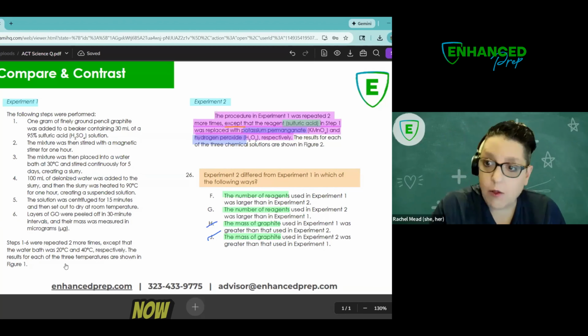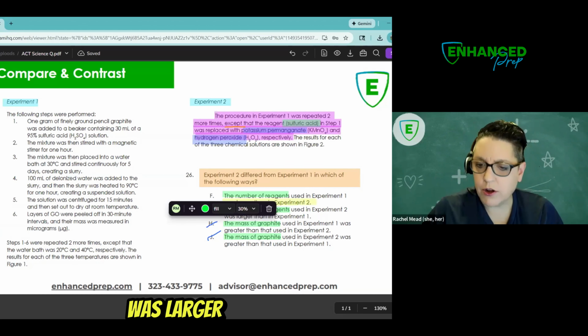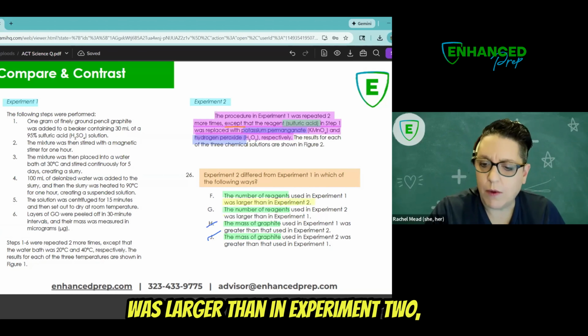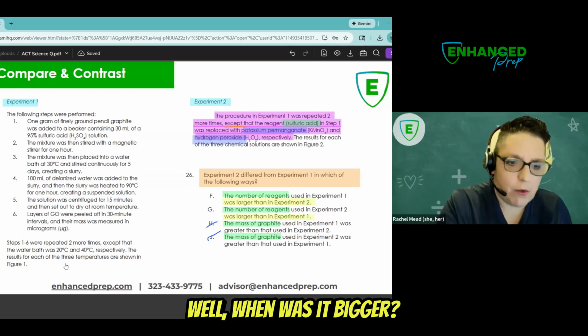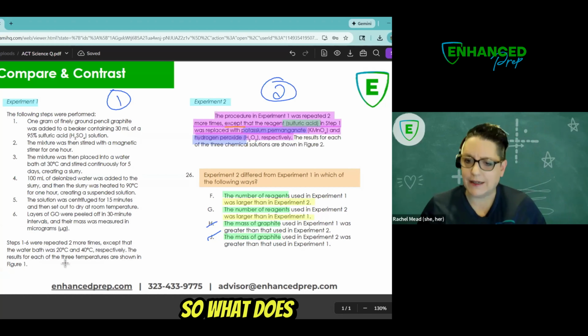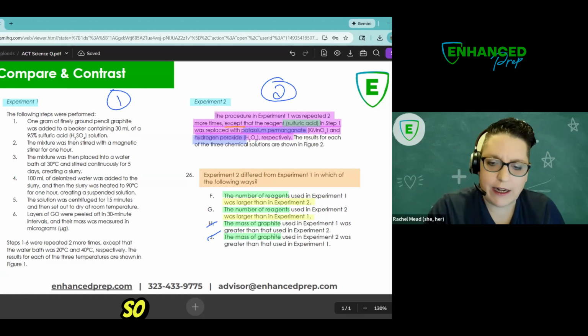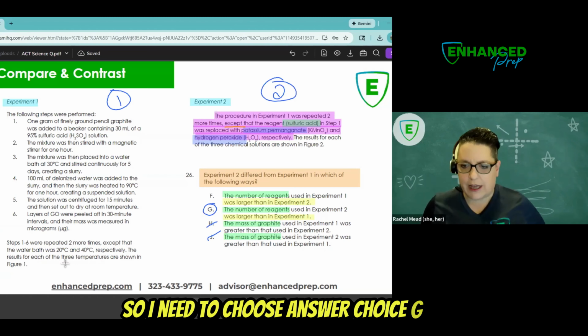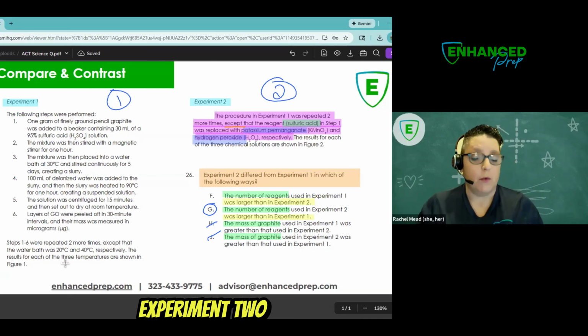Notice I didn't even read every single word in these answers before I found a difference that I can eliminate. Now let's compare for our differences again. Was larger than in experiment 2? Was larger than in experiment 1. Well, when was it bigger? Well, I used 1 here and I used 2 here. So what does that tell me? It was larger in experiment 2. So I need to choose answer choice G that says the number of reagents used in experiment 2 was larger than 1.